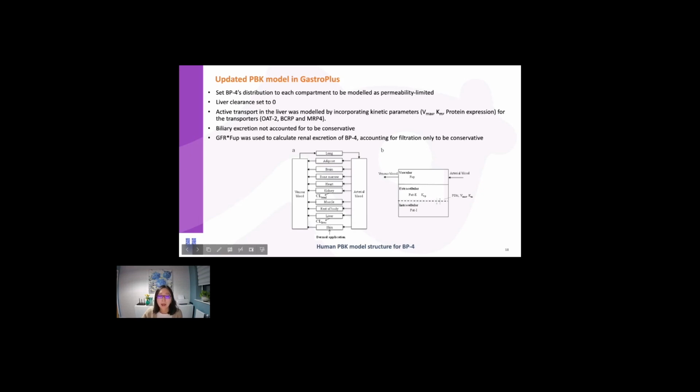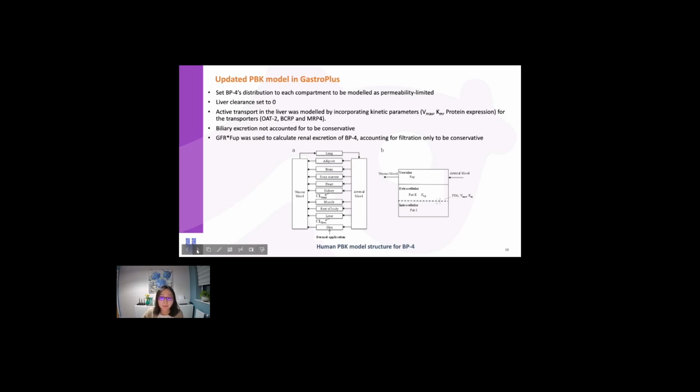We have accounted for active transport in the liver by incorporating kinetic parameters like Vmax, Km, and protein expression for transporters. But we are not accounting for biliary excretion, also to be conservative. For renal excretion, we stuck with the equation GFR multiplied by FUP to only account for filtration. This is also to be conservative because we know that for certain donors or the human population, active secretion may be playing a major role.